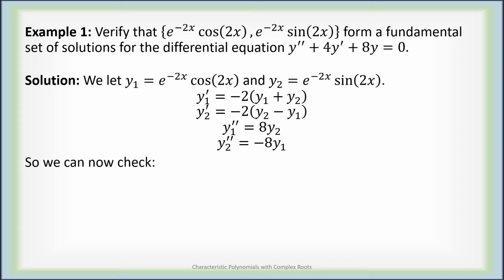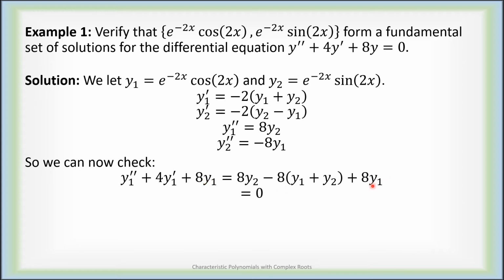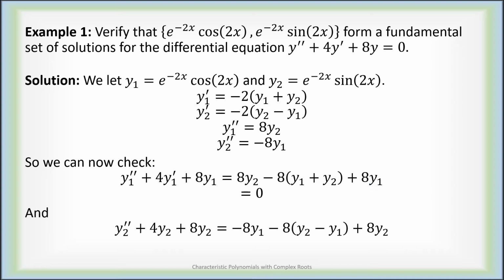Now I can take this to the proposed differential equation. y1 double prime plus 4y1 prime plus 8y1. Well, y1 double prime was 8y2. y1 prime was negative 2 times y1 plus y2, so when I put that 4 in, I get that. And then I have 8y1 at the end, and once I distribute all of this out, we just get 0, as if by magic. Similarly, if I do the same thing with y2 double prime, distribute and collect terms, we also get 0. So indeed, y1 and y2, the two functions in our proposed fundamental set up here at the top, are in fact solutions to this differential equation.